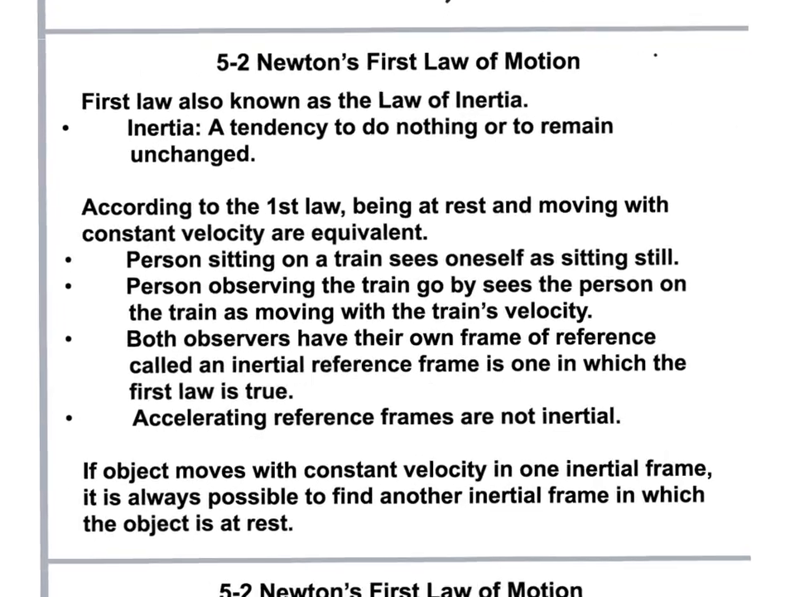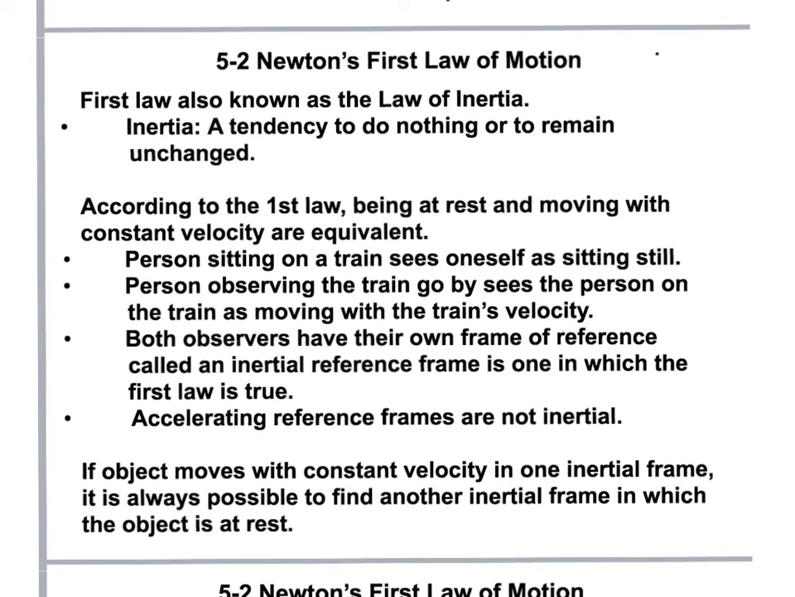So the first law is known as the law of inertia, with inertia being defined as a tendency to do nothing or to remain unchanged. So according to the first law, being at rest and moving with constant velocity are actually equivalent, and we can understand that by thinking of a person sitting on a train. The person sitting on the train sees oneself as sitting still, but the person observing the train as the train goes by sees the person on the train as moving with the train's velocity.